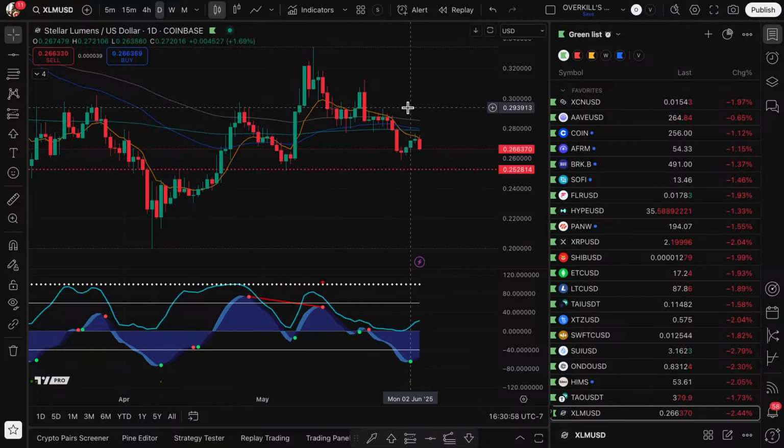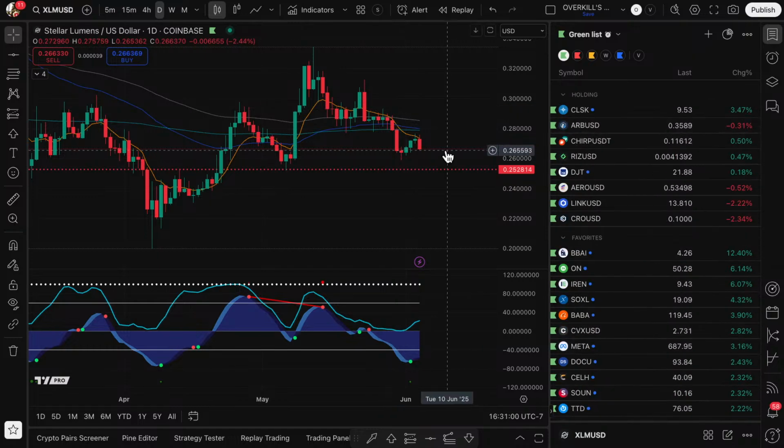Again, the charts look great. We just need some type of catalyst, guys. We need some type of news event. I got a feeling there's going to be a major catalyst here in the month of June. It's going to be something to do with the United States buying crypto, or Trump taking away capital gains tax on crypto, or the Fed cutting rates, or quantitative easing going into play. There's going to be something. I can feel it in my bones.